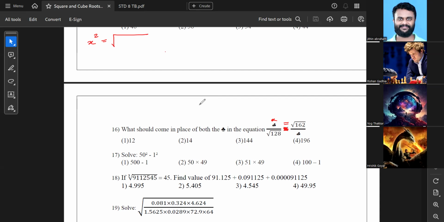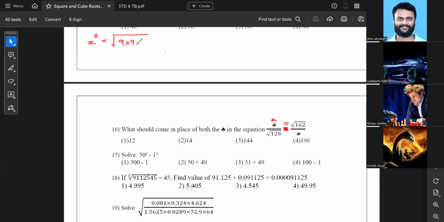Yes, sir. 9 into 9 into 2. So basically, 9 into 9 is 81. 2 into 81 is 162. Very good, बहुत ही बढ़िया. So I'll just say 9 square multiplied by 2. This is for 162. What about 128?